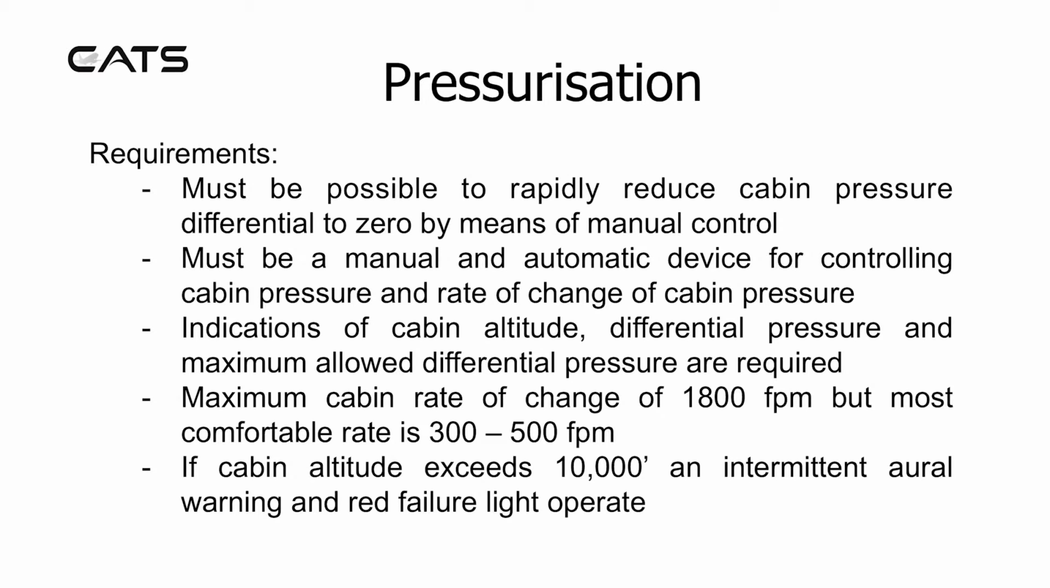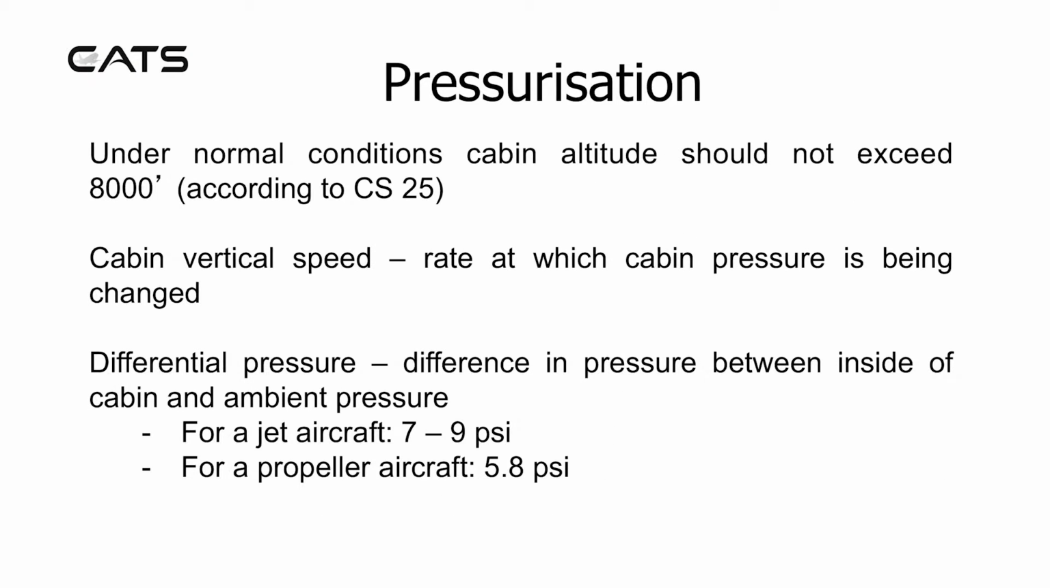Maximum cabin rate of change is 1800 feet per minute, but the most comfortable rate is 300 to 500 feet per minute. If cabin altitude exceeds 10,000 feet, an intermittent aural warning and red failure light will operate. Under normal conditions, cabin altitude should not exceed 8,000 feet, according to Certification Specifications 25. Cabin vertical speed is the rate at which cabin pressure is being changed.